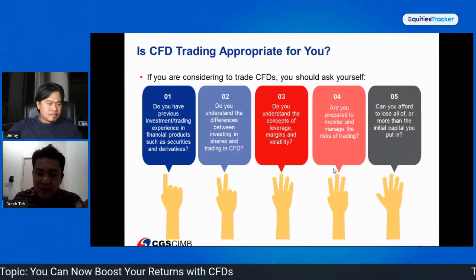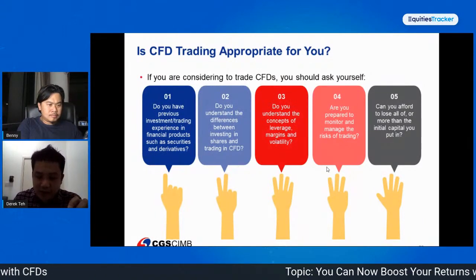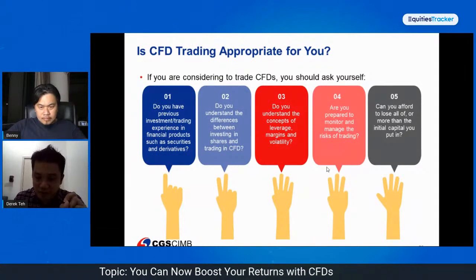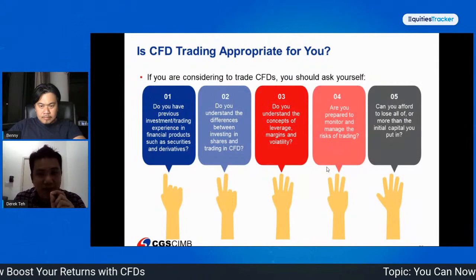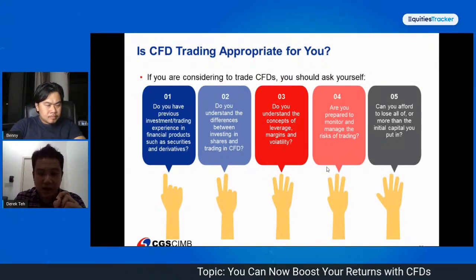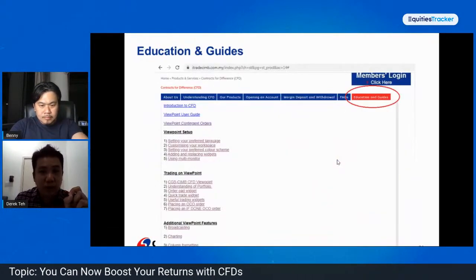Do you understand the concept of leverage, margin, and volatility? And are you prepared to monitor and manage the risk of trading? The last part is, can you afford to lose all or more than the initial capital you put in? Okay.